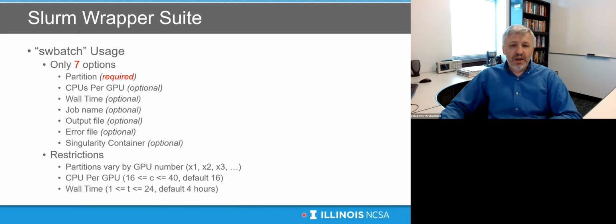Okay, so when the time comes to request nodes for the batch computations, we also have a wrapper, SWBATCH. So instead of using SBATCH, you can just use SWBATCH, which also has a much simpler interface. Again, it has some restrictions, but generally speaking, those restrictions are such that they meet the needs of a generic use case for somebody submitting a job to train a neural network model. And I will show some examples.